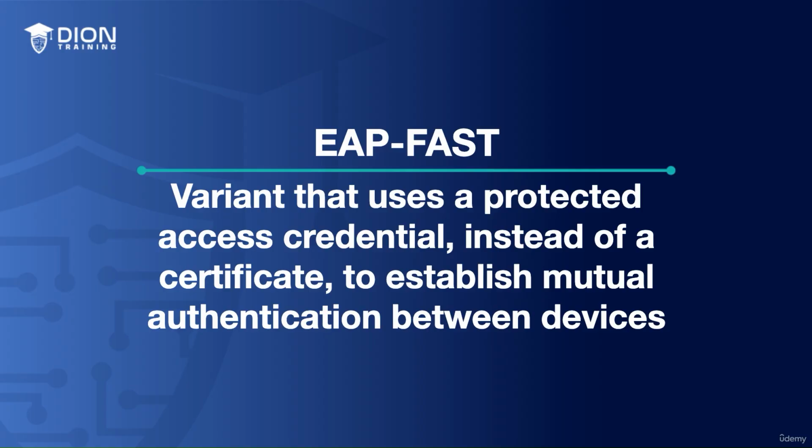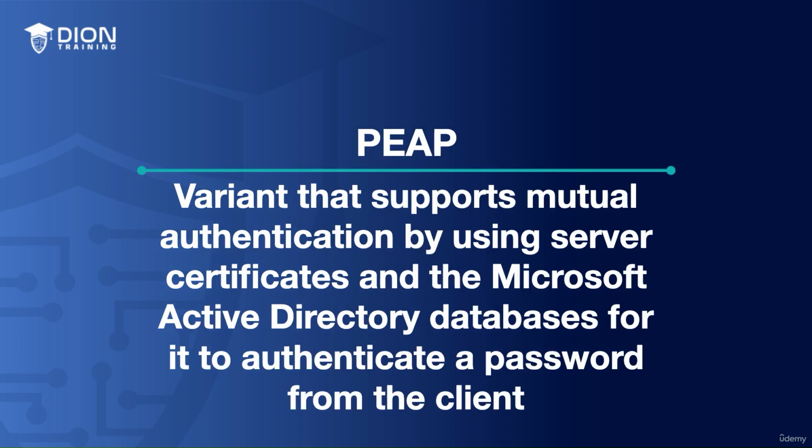Fourth, we have EAP FAST. Now, EAP FAST is another variant of EAP, and the FAST stands for Flexible Authentication via Secure Tunneling, and this uses a protected access credential instead of a certificate to establish mutual authentication between two devices. Fifth, we have the EAP variant known as PEAP, or the Protected EAP. Now, the Protected EAP variant is going to support mutual authentication by using a server certificate and your Microsoft Active Directory database in order to authenticate a password from your given client.